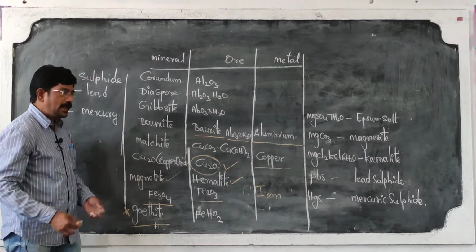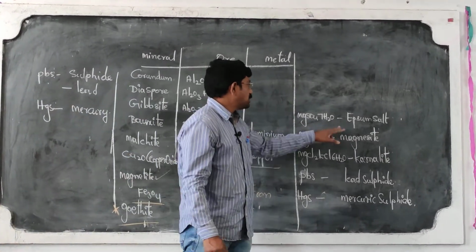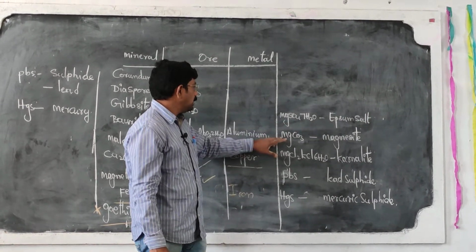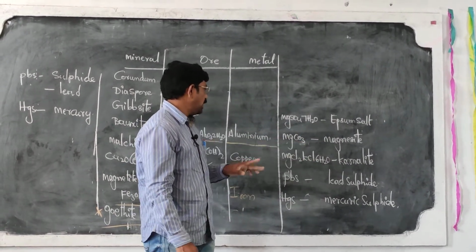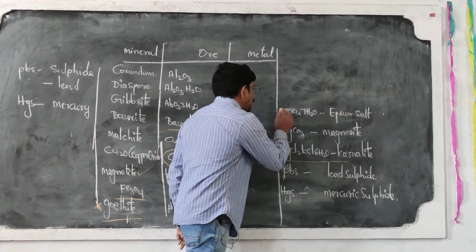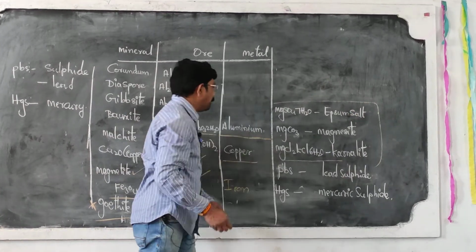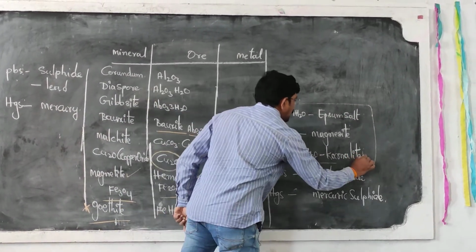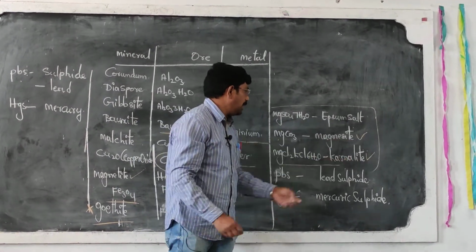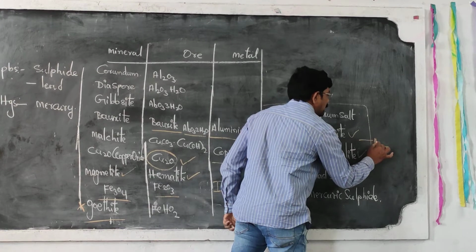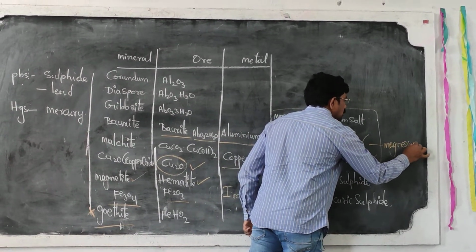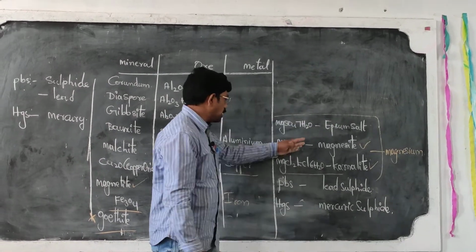Are you clear? Next, another one, see this one: Epsom salt, MgSO4 7H2O. Next one, magnesite, MgCO3, and carnallite, MgCl2 KCl 6H2O. These are all the minerals. But we prefer this carnallite and magnesite to extract the metal magnesium. Which metal is extracted? Magnesium. Okay, these are the ores of magnesium.